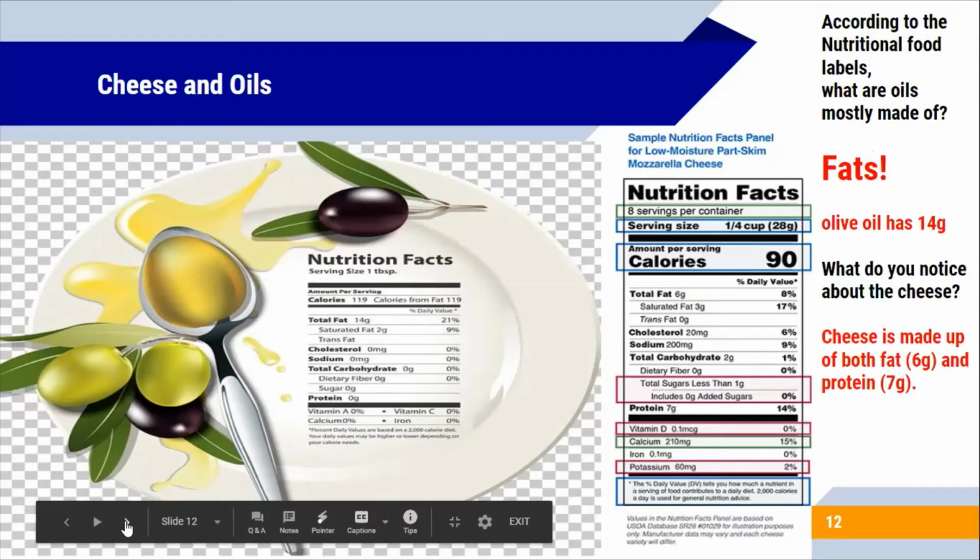But what did we notice about that cheese? We noticed that cheeses, because they're made from milk, have both high levels of fat and protein. This cheese has 6 grams of fat, and it also has 7 grams of protein.